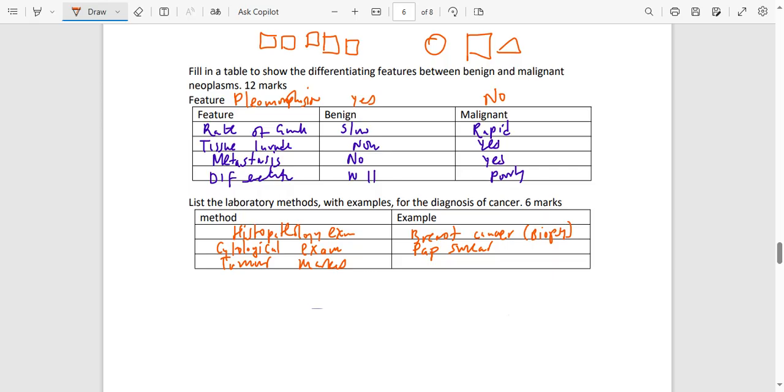We can as well use the molecular diagnosis. An example we can use is PCR, polymerase chain reaction, and tumor markers. There are a lot of tumor markers. For example, CA125 for ovarian cancer, and PSA for prostate cancer. Those are some methods that we are able to use: histopathological, where I can get a biopsy; cytopathological, or cytology, where we can get a pap smear for the cells; and molecular PCR and tumor markers.